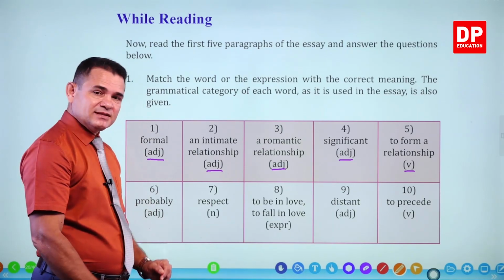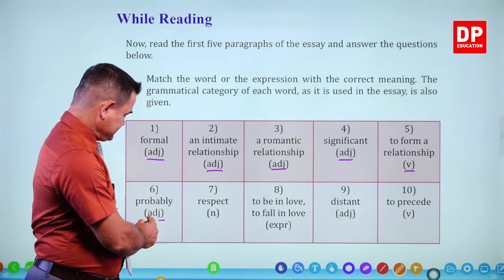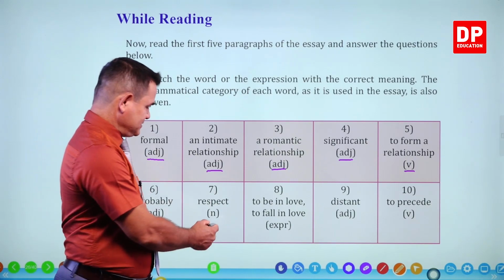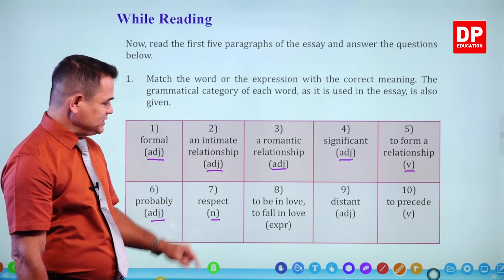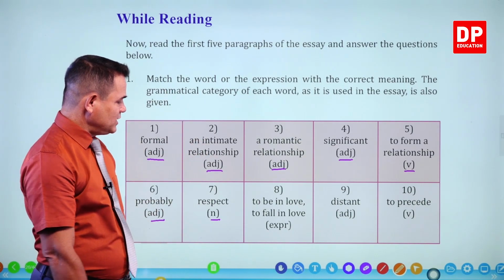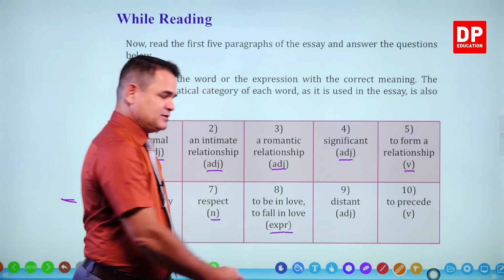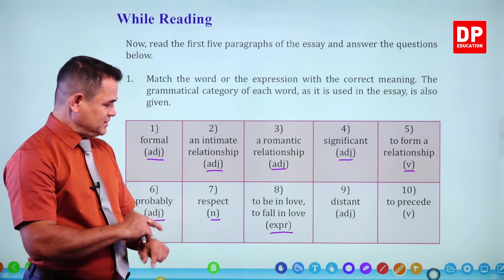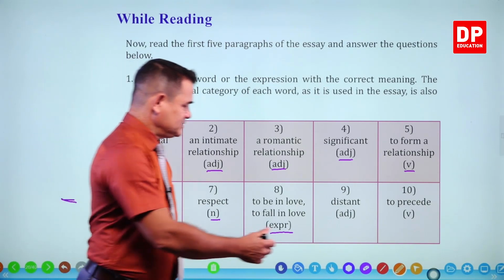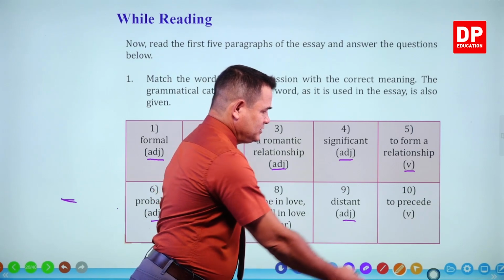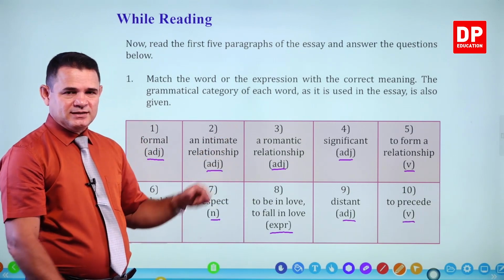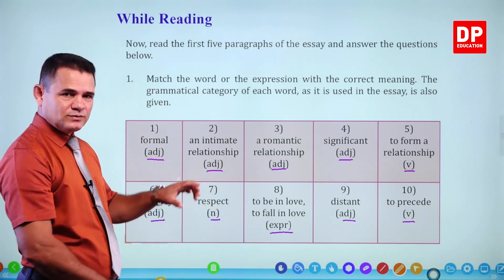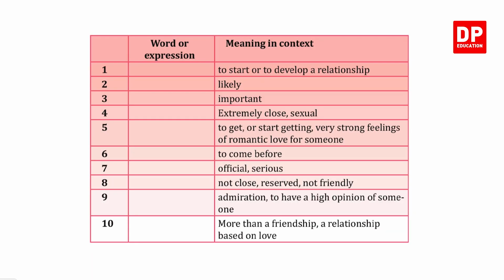And probably, that is also adjective. Respect, it's a noun. You found it in the essay. මේ රචනාවේ ලැබුණු වචනයමයි. And to be in love, to fall in love, that is an expression, right? And distant, adjective. To precede, it's a verb. So these are the words that you found in the essay. Then now you have to match these words with these expressions. මේ ටිකට දාන්න ඕනේ. මොනවද මේ වචන?